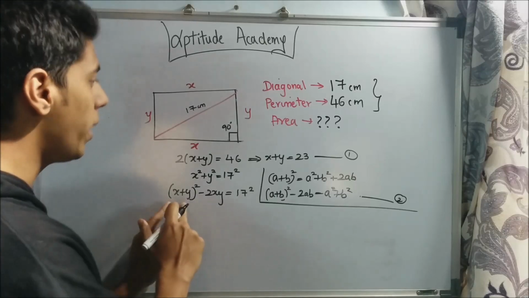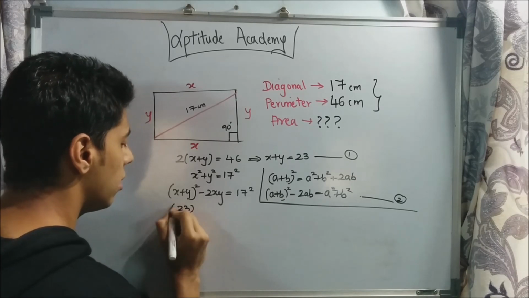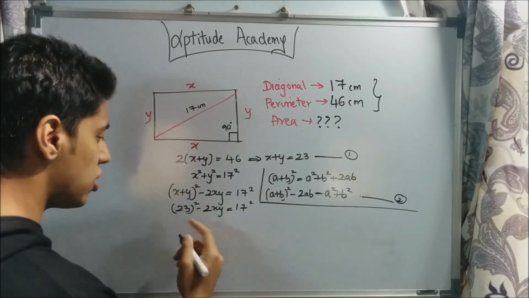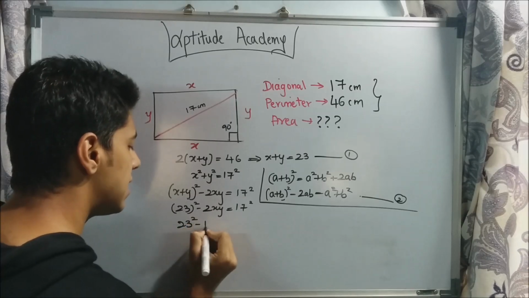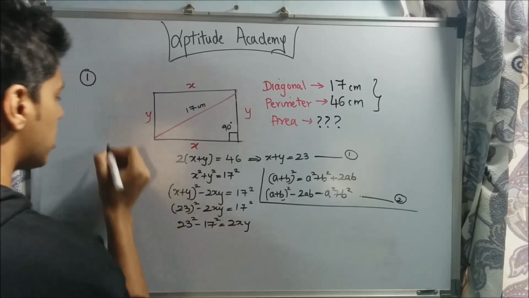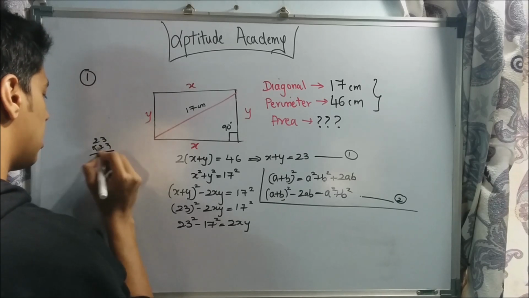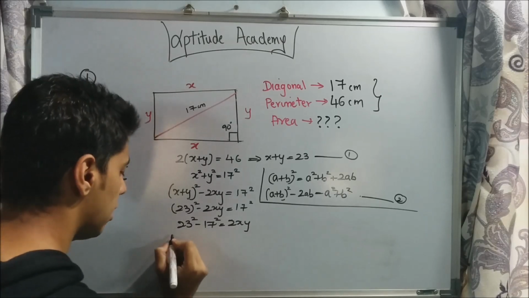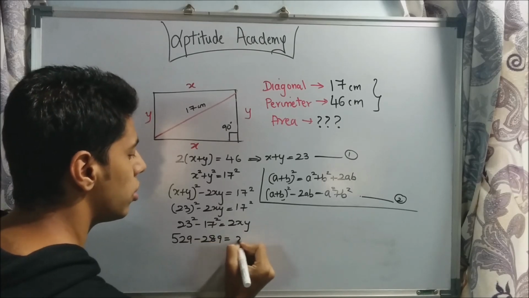Alright? Now we know what is x plus y, right? From equation 1 we know it is 23. So we can say 23 square minus 2xy is equal to 17 square. Now rearranging this, we take 2xy on that side. So we get 23 square minus 17 square is equal to 2xy. Right? Now, what is 23 square? 3 into 3 is 9, 3 into 2 is 6, 3 2 is 6, 2 2 is 4, this is 9, this is 12. Okay, 529 minus 17 square, which is 289, is equal to 2xy.